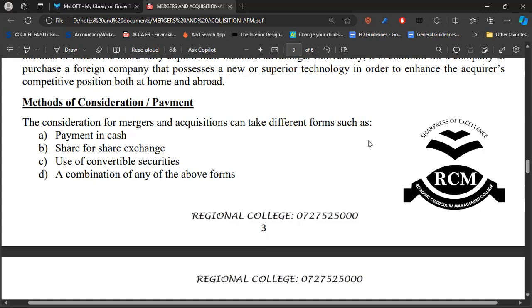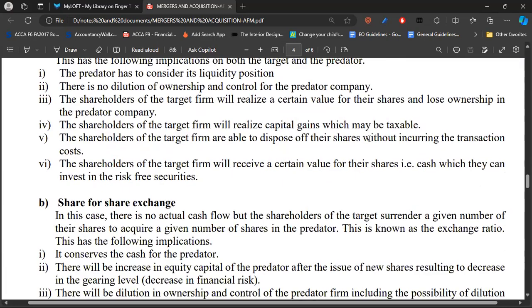Then we normally have the cash payment. Sometimes the predator pays cash to acquire the targets without any negotiations. We can pay in cash. So those are the things we can be able to do.